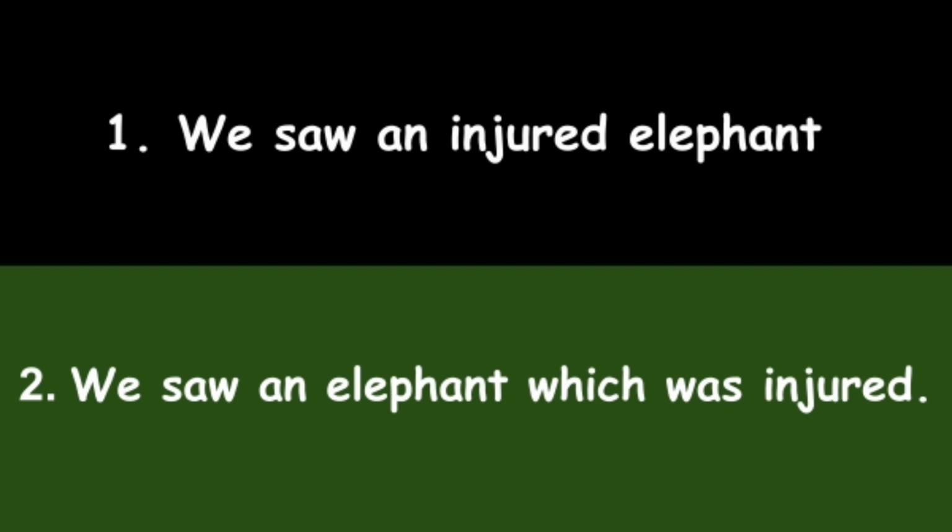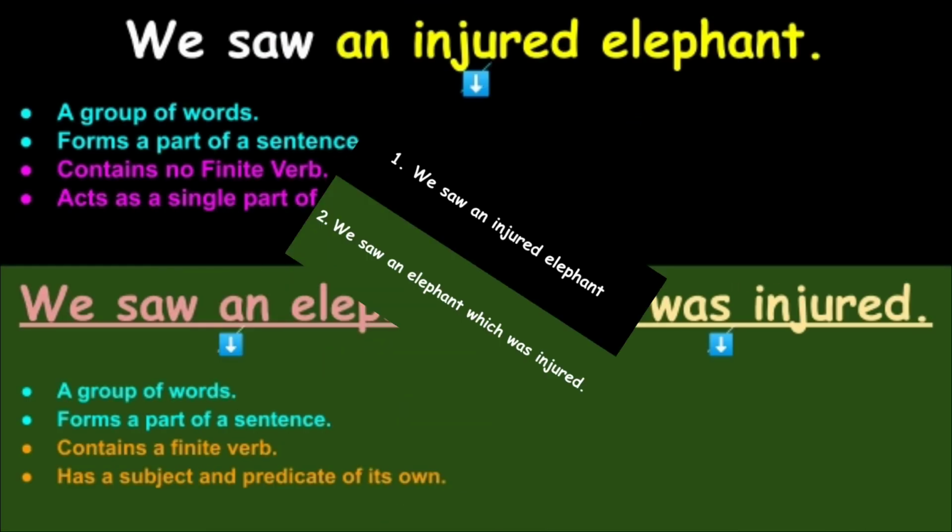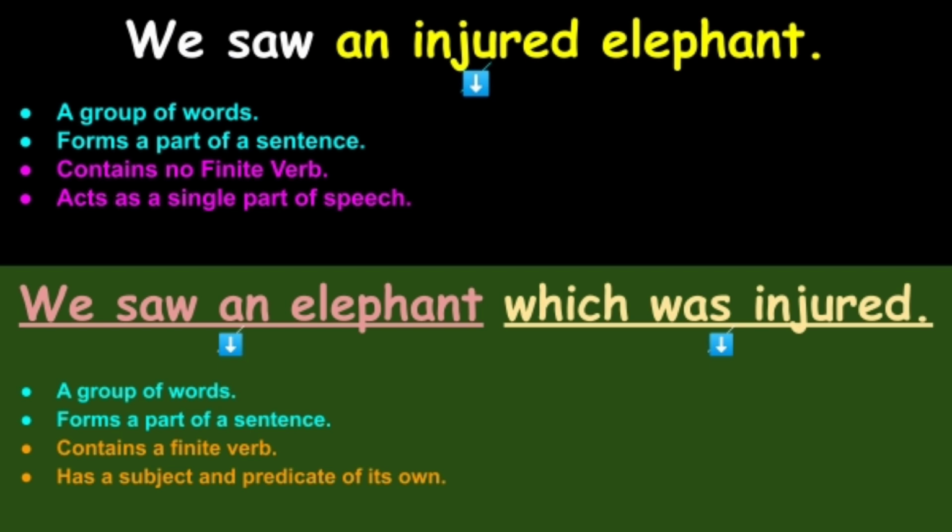Now read these two examples. We saw an injured elephant. We saw an elephant which was injured. In the first sentence, an injured elephant is a group of words. It forms a part of a sentence. It contains no finite verb, but it acts as a single part of speech.